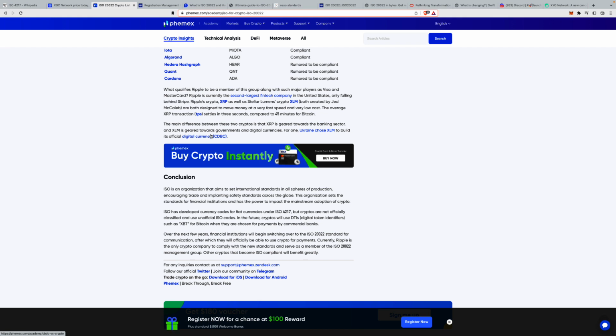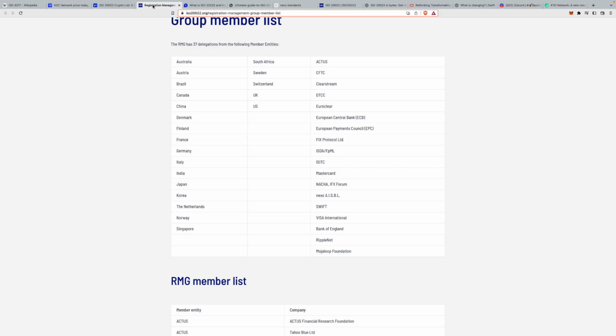Over the next few years, financial institutions will begin switching over to the ISO standard for communication, after which they'll be officially able to use crypto for payments. Currently, Ripple is the only crypto company to comply with the new standards and serve as a member of the ISO 20022 management group. Other cryptos that become ISO compliant will benefit greatly, and that's a fact. And we already know the ones that start with X, those are the ones.